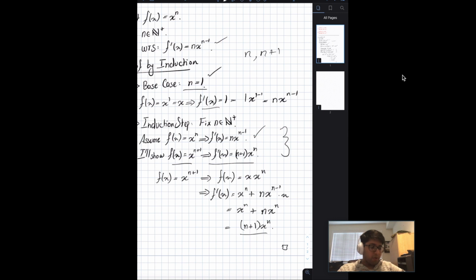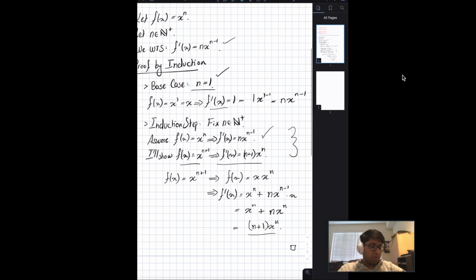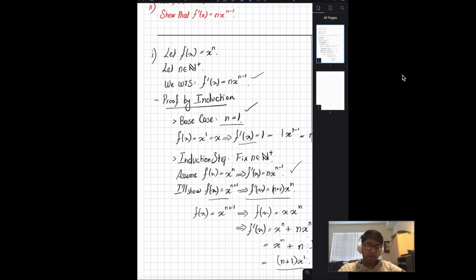So in this case, I've shown that it works for 1, thus it will work for 2. But if it works for 2, it must work for 3. If it works for 3, thus it must work for 4. And then you can keep on going in this way. And the reason behind it is that n over here is completely arbitrary. It can be any positive natural number. So this is one way to show that the derivative of x to the power of n is n times x to the power of n minus 1, given that n is any positive natural number.